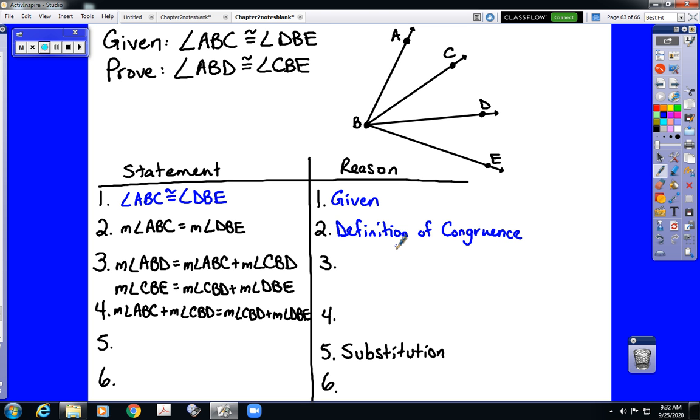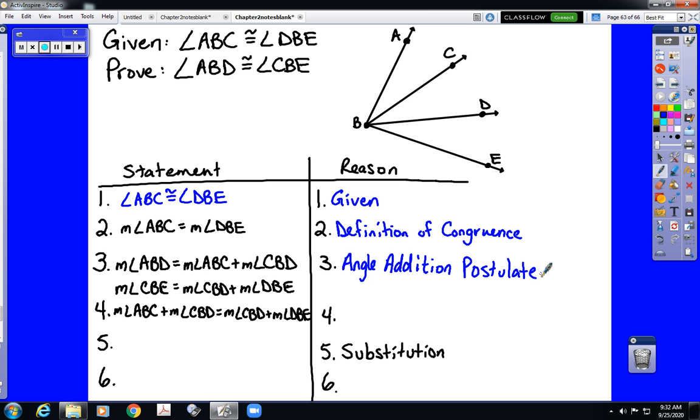So, in step 3, we should recognize this style of pattern here. We have a big angle is equal to the sum of two smaller angles. If we look at the picture, angle ABD is made up of angle ABC and angle CBD, which is what we've written here. Angle ABD is equal to ABC plus CBD. Same thing for angle CBE. It is made up of two smaller angles as well. So in step 3, we are using the angle addition postulate, which we added in this section, which states that adjacent angles can be added together to form larger angles. Okay? So that is the angle addition postulate there in step 3.